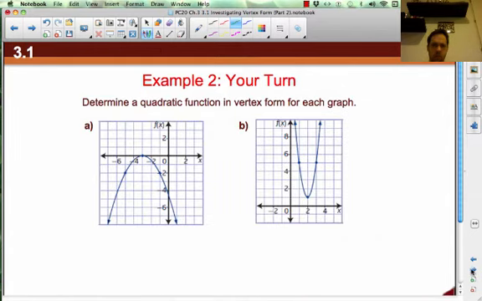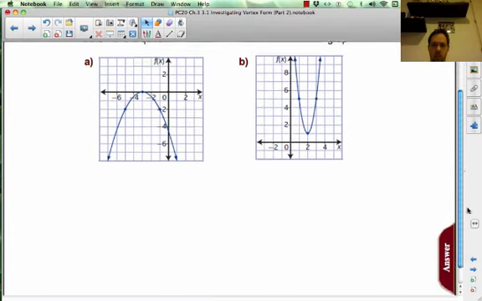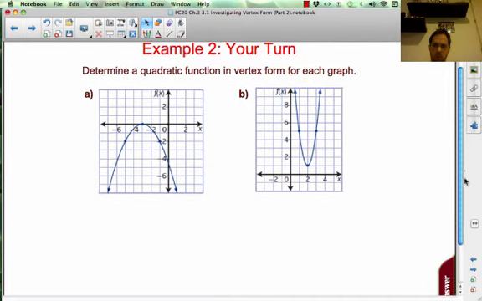All right, your turn. Go ahead and give this a whirl. When you're done, you can unpause it and check your answers. So hit pause now and give it a try.